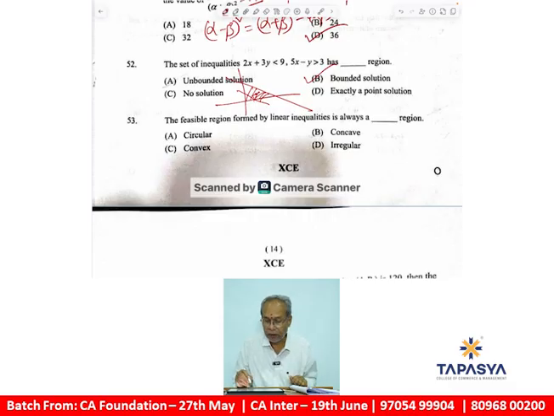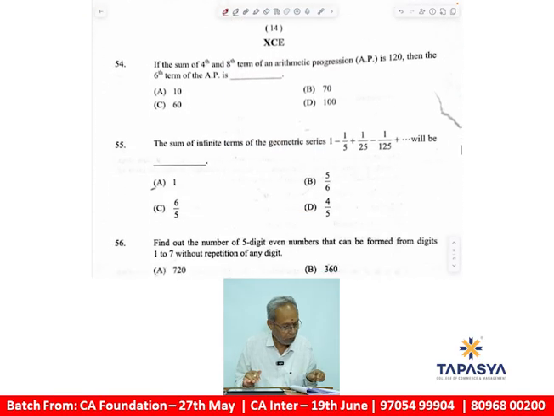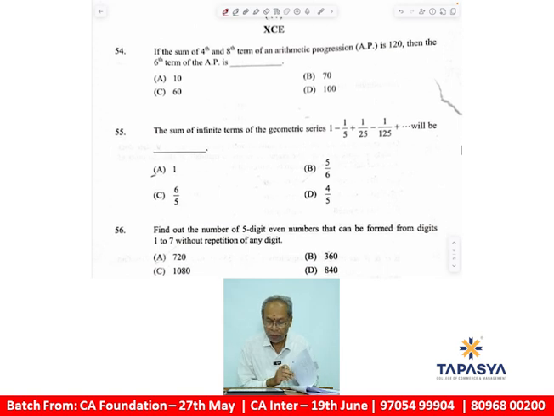The feasible region by the inequalities is always convex. It cannot be circular, and it cannot be concave, because all the points lying on a line segment would not be taken care of. Irregular is nowhere the answer. So the right answer is convex. Next, the sum of the fourth term and the eighth term of an AP is 120, and the sixth term is asked.